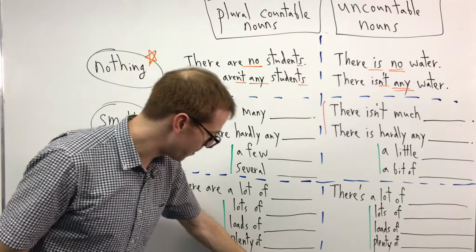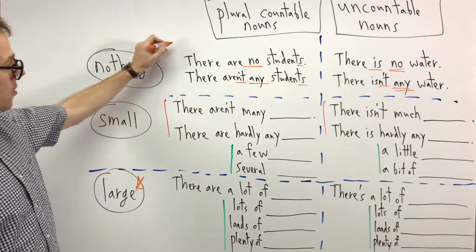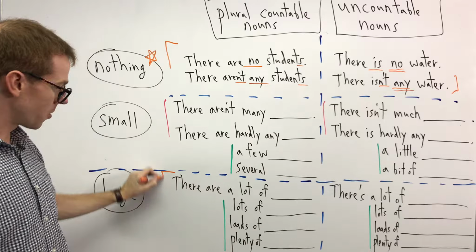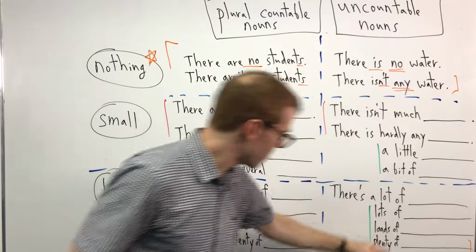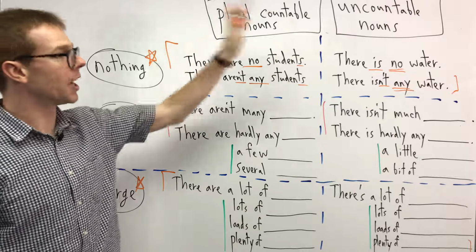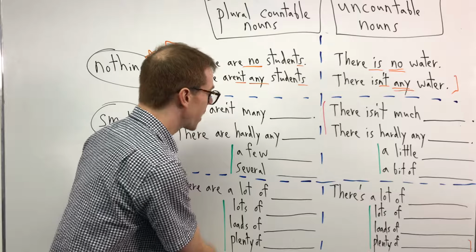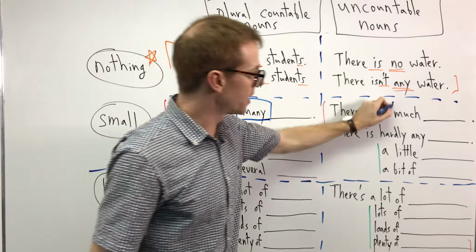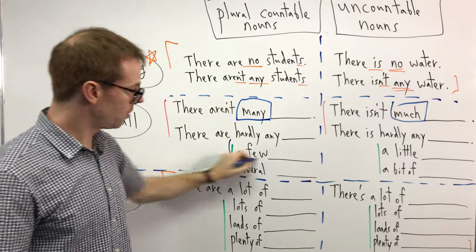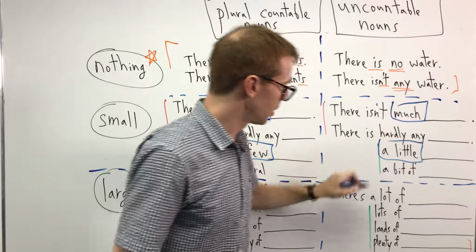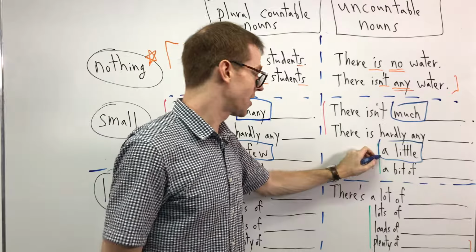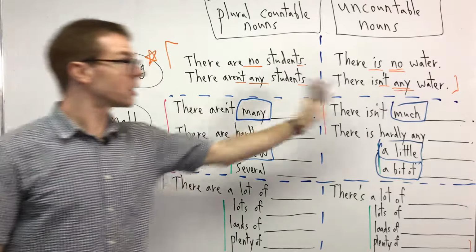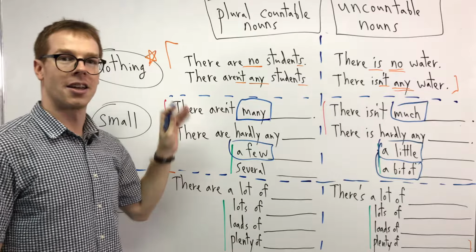Just again to recap, for this top group and this bottom group, we use the same phrases for both countable and uncountable. You have to be very careful with this small group because we have these words: many and much, few and a little, and a bit. We can't say a bit of apples. These ones are special. Only this side, only this side.